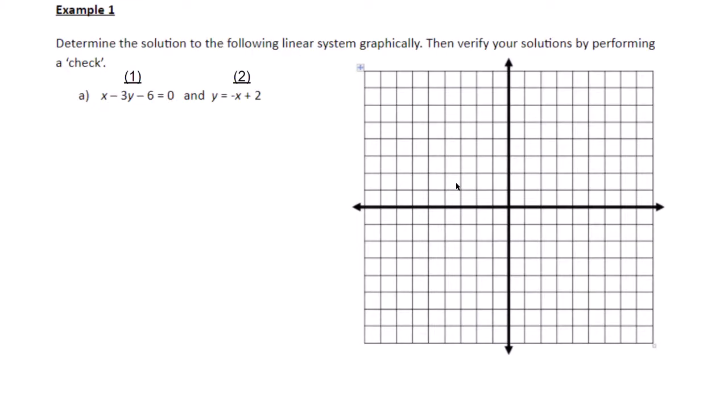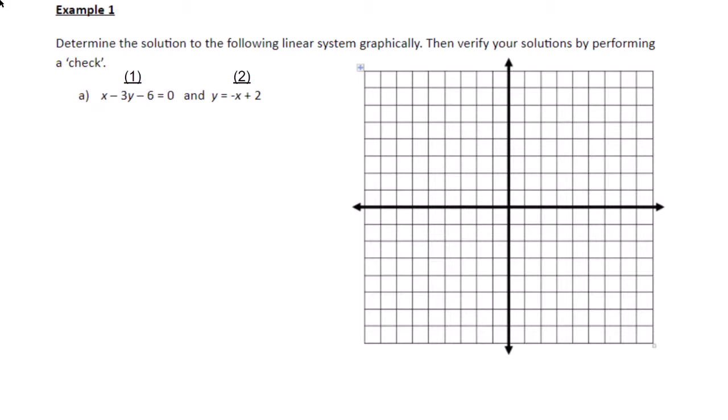Now we want to determine the solution to a linear system graphically. In the future, we're going to be solving them using numbers and algebraically, but for now we'll focus on solving them graphically. Then we want to verify our solutions by performing a check. By performing a check, we're going to plug in the solution that we found into both equations and see if it is consistent, or if it satisfies both equations.